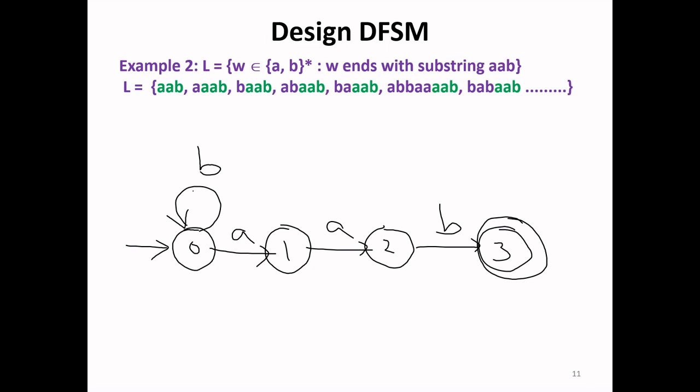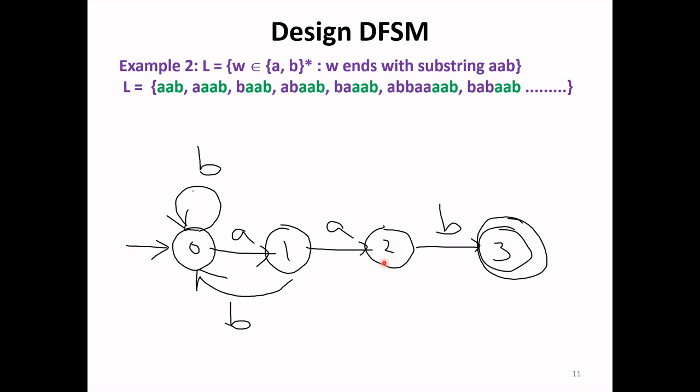If I cannot take a self loop, then what must I do? The language is having substring AA ending with substring AAB. So if there are any B's, I must have them before the substring AAB. So now you can see, if I have a B, then it will go back and end with a substring AAB.